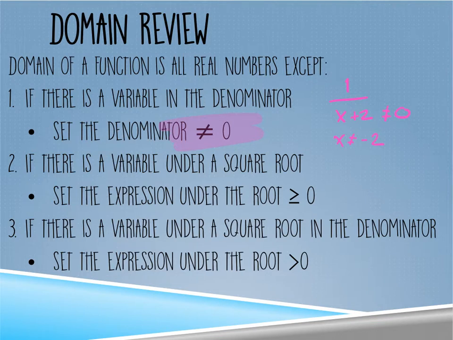Again, we have a restriction if there is a variable under the square root. We know that we can't have a negative number under the square root because right now we just want to deal with real numbers. We're not dealing with imaginary numbers. So if we see a square root for our domain, we would need to set the expression under the square root greater than or equal to 0.